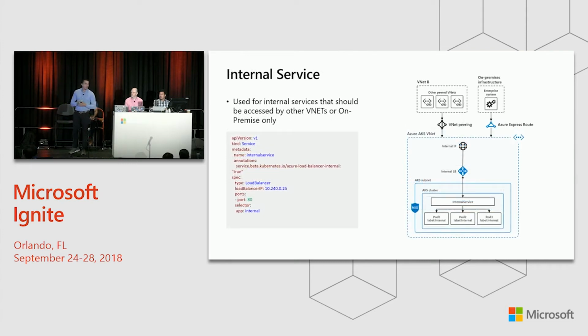If you have an internal service that you want to expose to just other VNets or to on-premises only, you can use an internal load balancer. All you need to do is annotate your service manifest to say that you're requesting an internal load balancer. Azure, in turn, will provide you with an internal load balancer and a private IP address from your virtual network. Pretty much the traffic flow is the same.